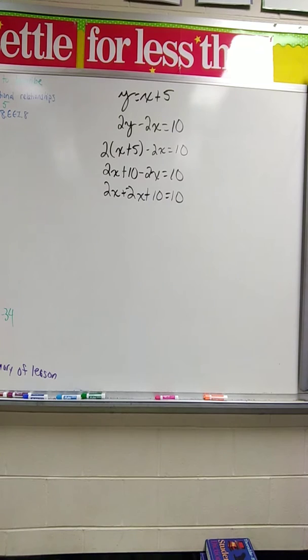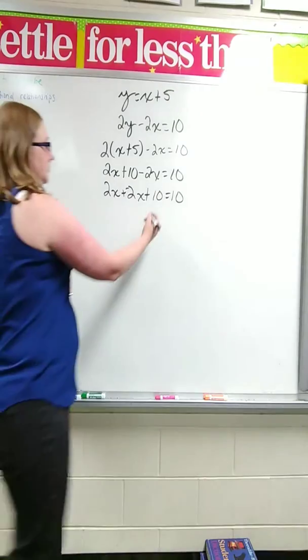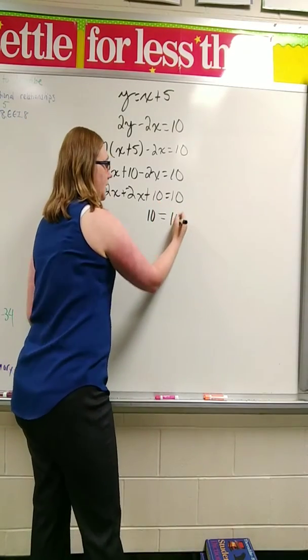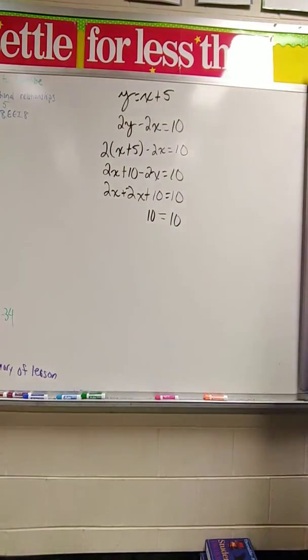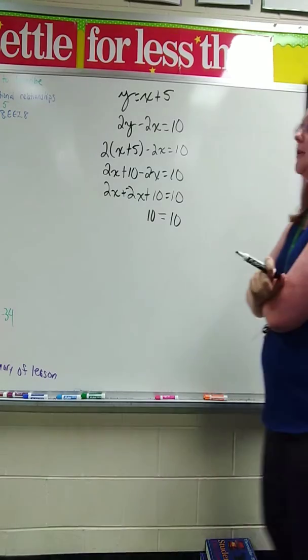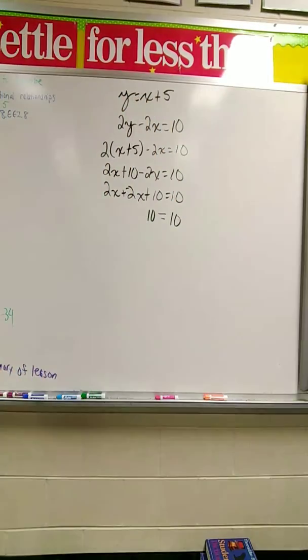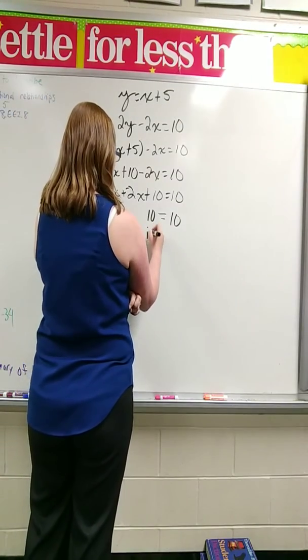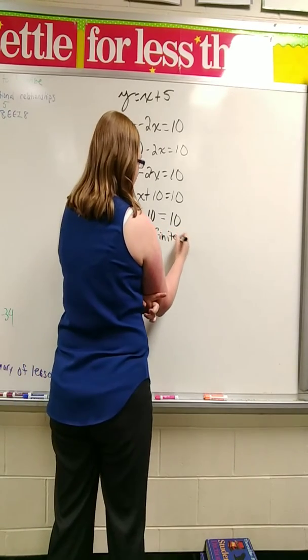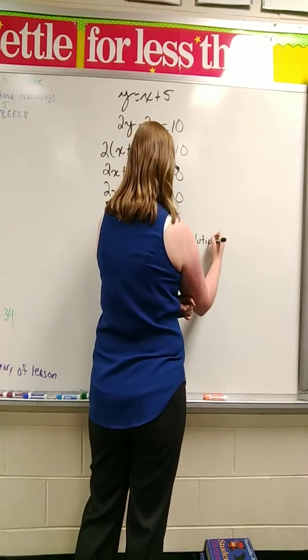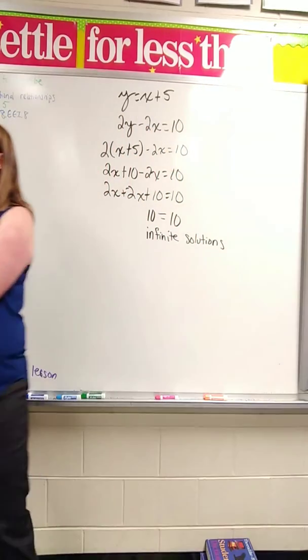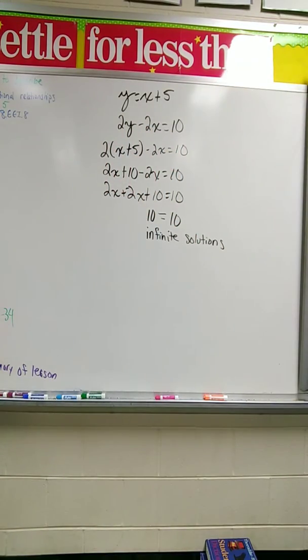What is the combination of 2x and negative 2x? 0. What am I left with? 10 equals 10. Is that a true statement? Yes, it is. So guys, guess how many solutions there are? Infinite. So, in that situation, there are infinite solutions.